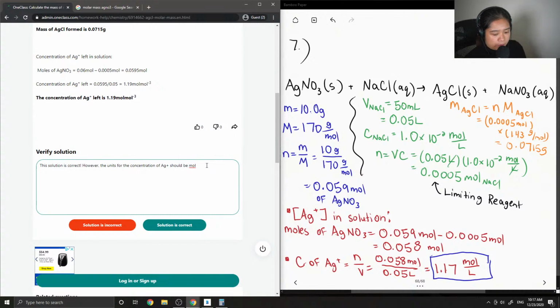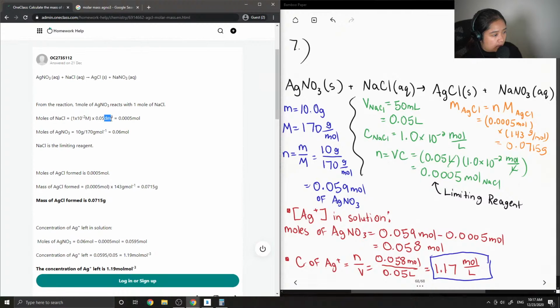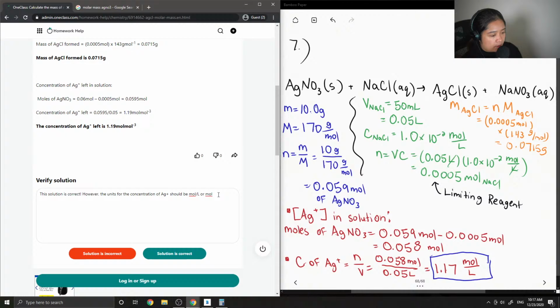I'll just put moles per liter. And looks like they used decimeter cubed.